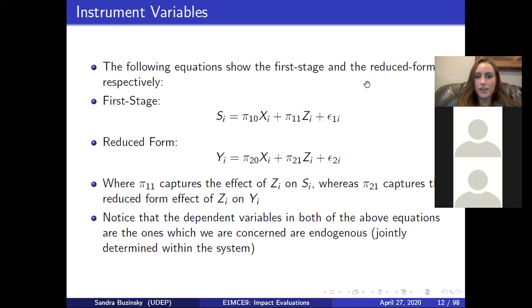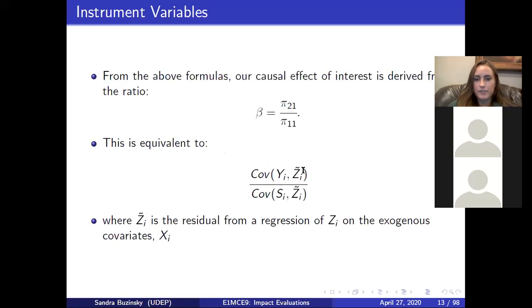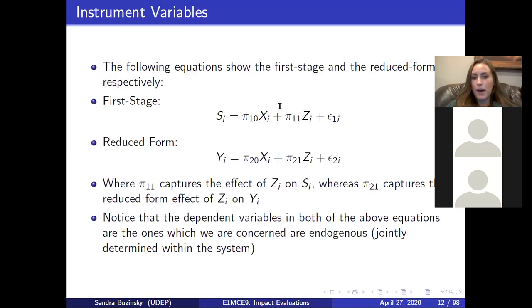So we really care about the relationship between z_i and s_i, which is our first stage, and our reduced form would be z_i on y_i. You can see how we have the coefficients pi 1,1 for our first stage and pi 2,1 for our second. So to capture the effect of interest, our beta will just be pi 2,1 divided by pi 1,1. That's our two betas from the first stage and the reduced form.